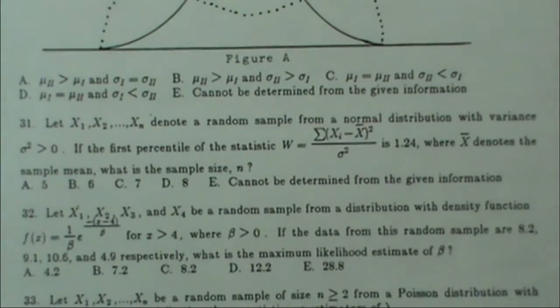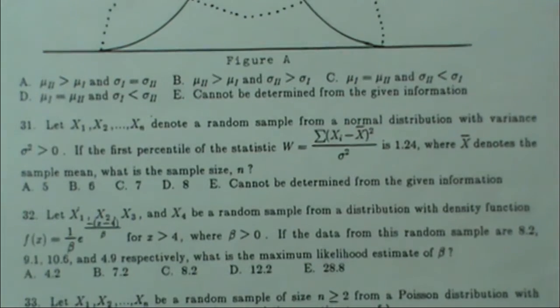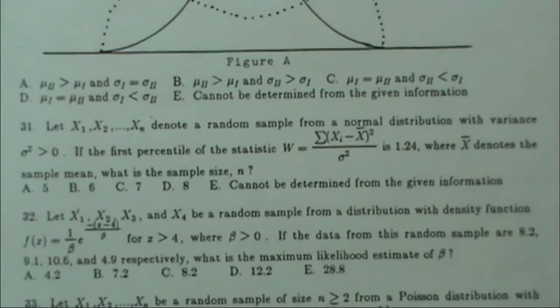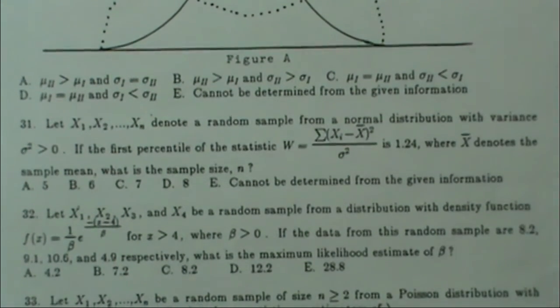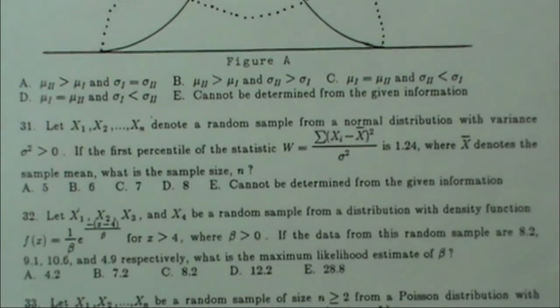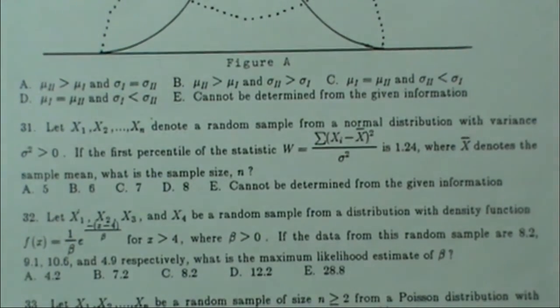Number 31, let x1 through xn denote a random sample from a normal distribution with variance sigma squared greater than 0. If the first percentile of the statistic W is 1.24, where x bar denotes the sample mean, what is the sample size? N.